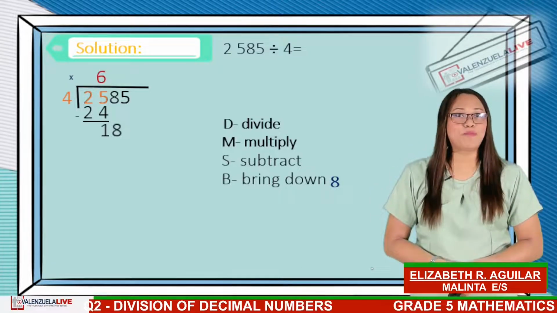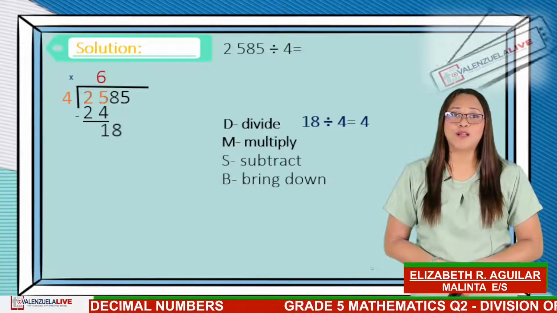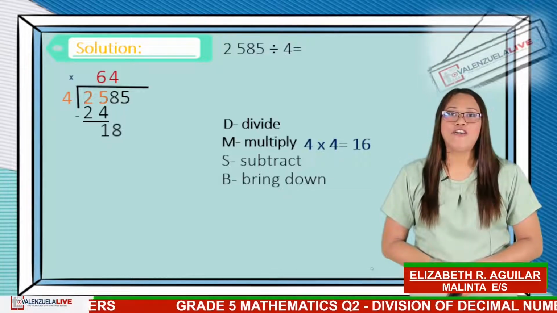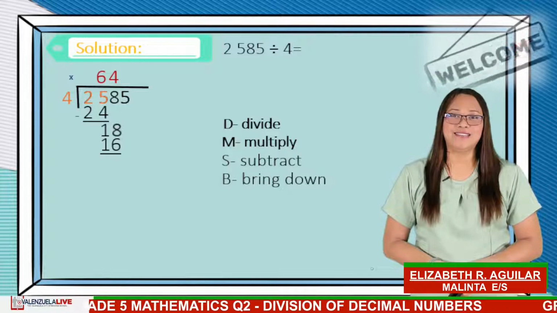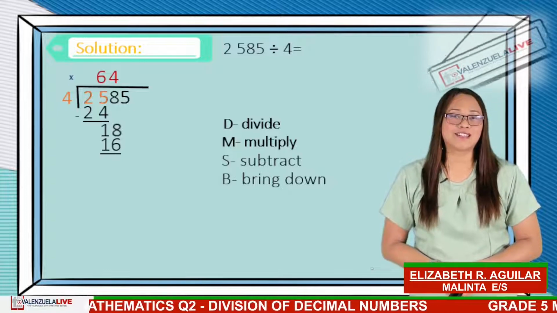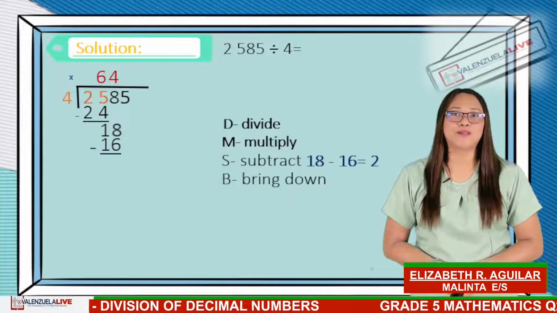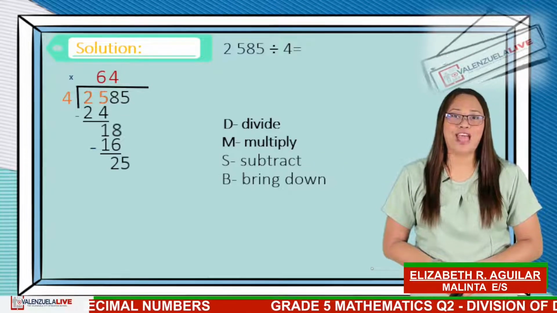So let's repeat the process. 18 divided by 4 is equal to 4. Then we have to multiply. 4 times 4 is equal to 16. Then the next step, we have to subtract. 18 minus 16 is equal to 2. Then we have to bring down 5.